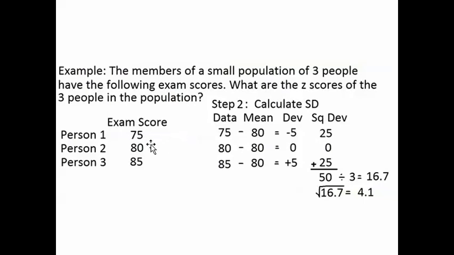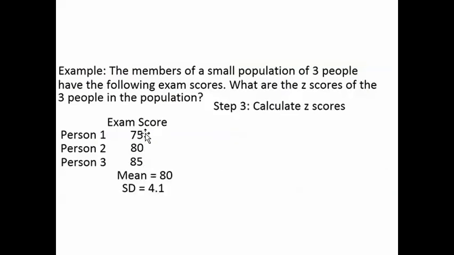Now that we know that this small population of 3 people has a mean of 80 and a standard deviation of 4.1, we now have all the information we need to get the z-score of each person. So what we're going to do is take each person's exam score, subtract the mean of 80, and divide by the standard deviation of 4.1 to get the person's z-score. Let's start with person 1.